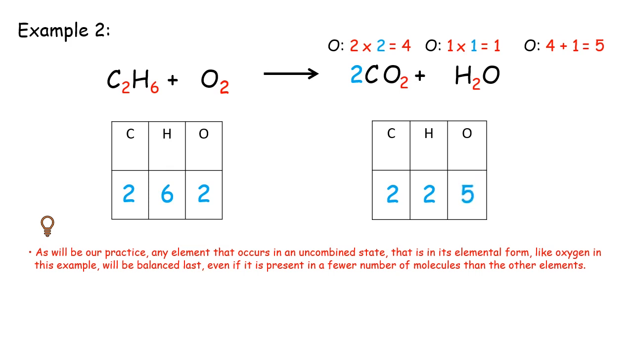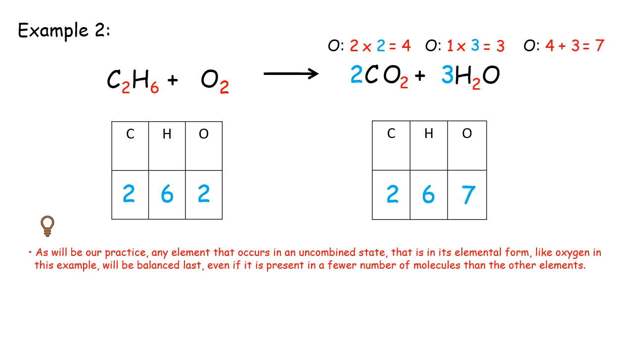Next we will balance hydrogen. We can do that by adding a coefficient of 3 beside water, giving us 6 hydrogen atoms on both sides of the equation, as well as 7 oxygen atoms on the right side of the equation. Just like before, we multiplied the subscript of oxygen in water with its coefficient, 3 in this case, giving us 3 oxygen atoms. Since the coefficient of carbon dioxide has remained unchanged, there will still be 4 oxygen atoms from carbon dioxide. Adding 4 and 3 gives us 7.